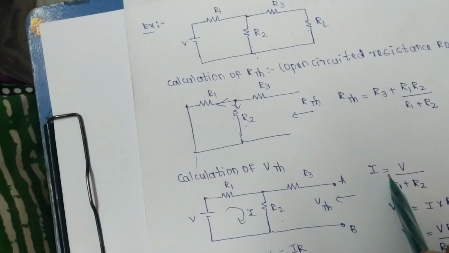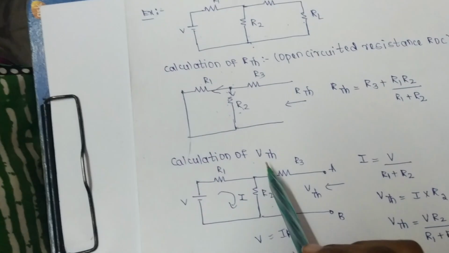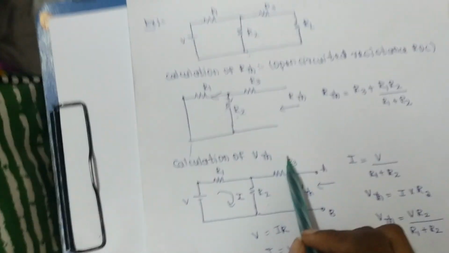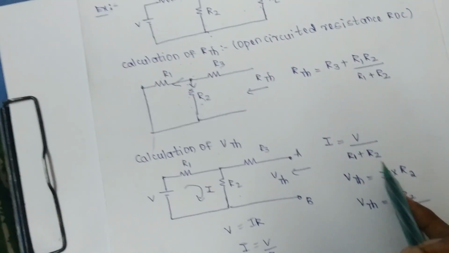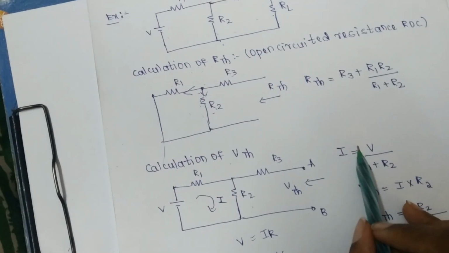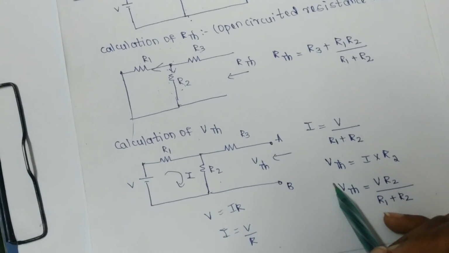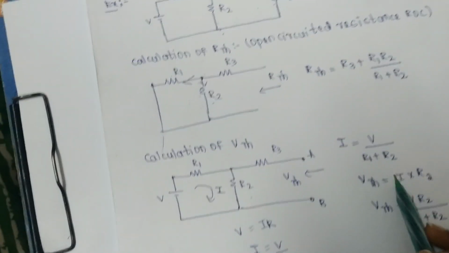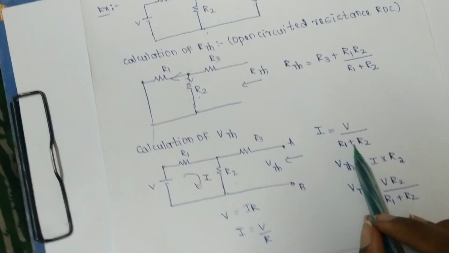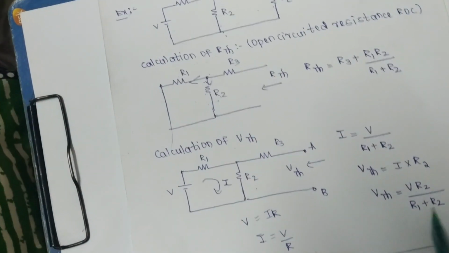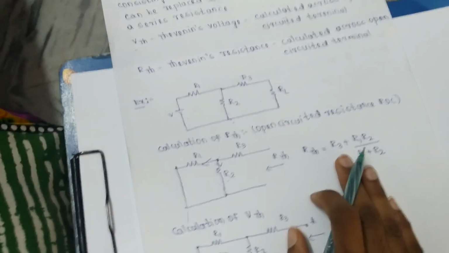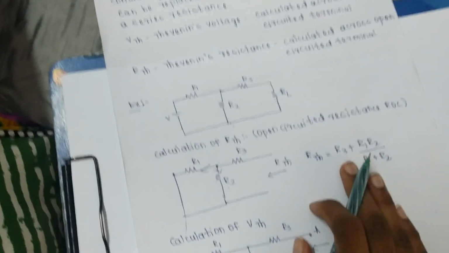This is the current. But what I need to find here is Thevenin's voltage VTH. From Ohm's law again, V is equal to IR. The current is I and we need to consider the resistance R2 here. So VTH is equal to I into R2. Now substitute the I value here, then you will get V R2 by R1 plus R2. This is the value of Thevenin's voltage.